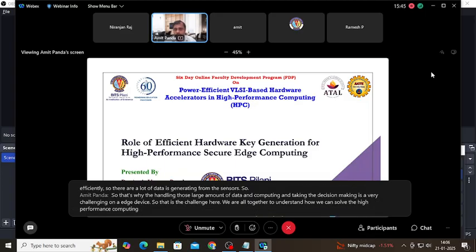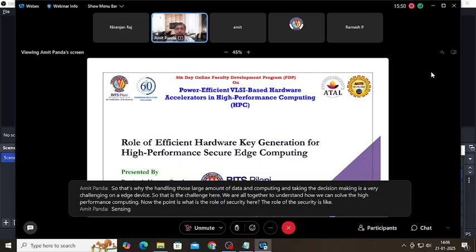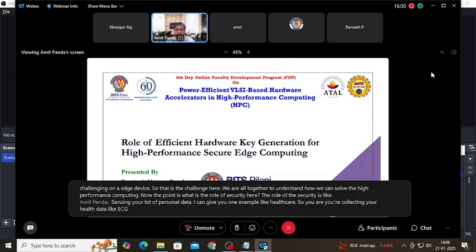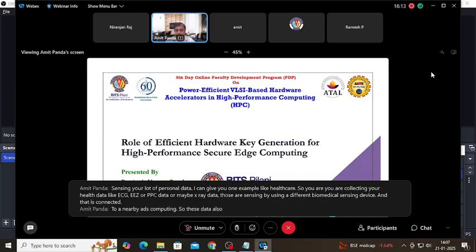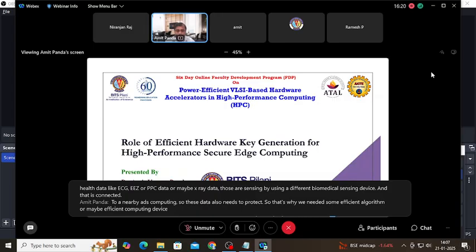Now the point is, what is the role of security here? The role of security is that we are sensing a lot of personal data. I can give one example, healthcare. You are collecting health data like ECG, EEG, or PPG data, or maybe X-ray data. Those are sensed using different biomedical sensing devices and connected to a nearby edge computing device. So this data also needs to be protected. That's why we need an efficient algorithm or efficient computing device which can secure all this data.